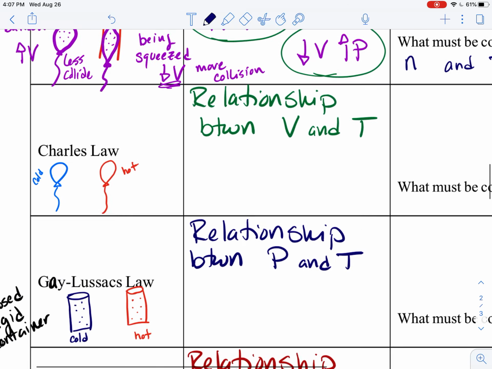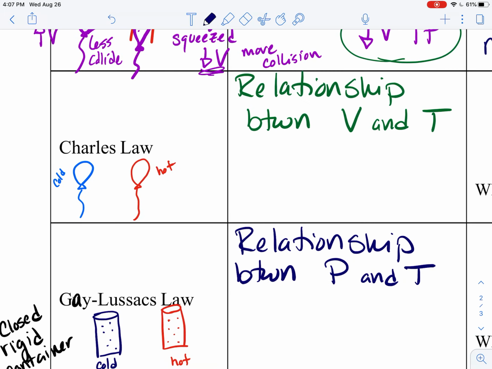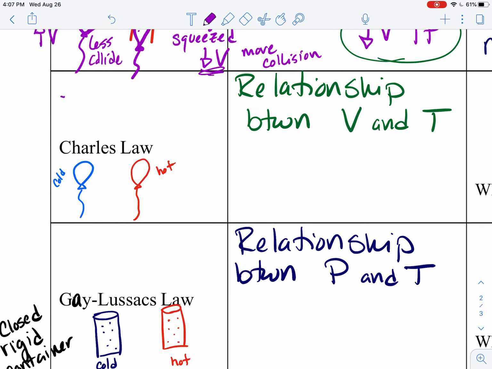Our next law we're going to look at is Charles's law. Now, in Charles's law, we're looking at the relationship between volume and temperature. So we're going to say that we still have two balloons, and that they have the same amount of gas on the inside. And we're going to say that they're under the same amount of pressure. So they're both under atmospheric pressure in our pretend example.